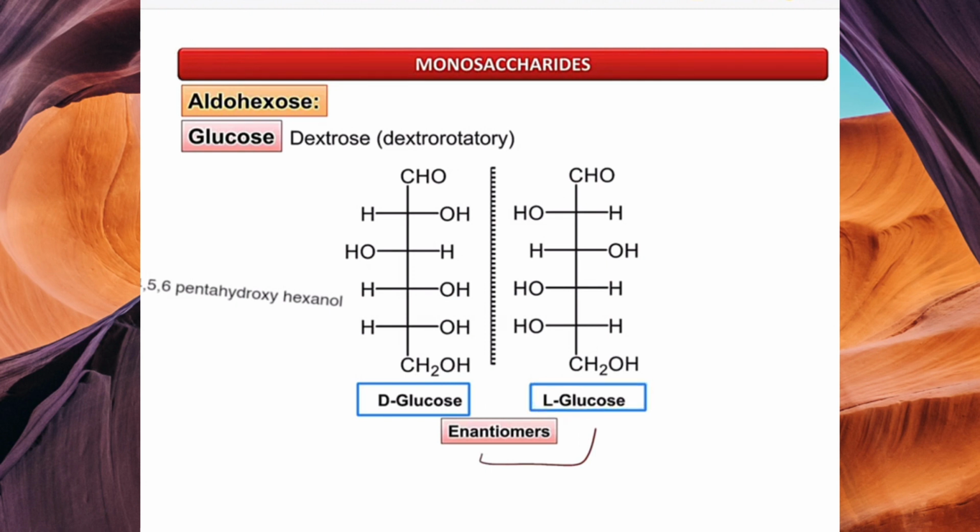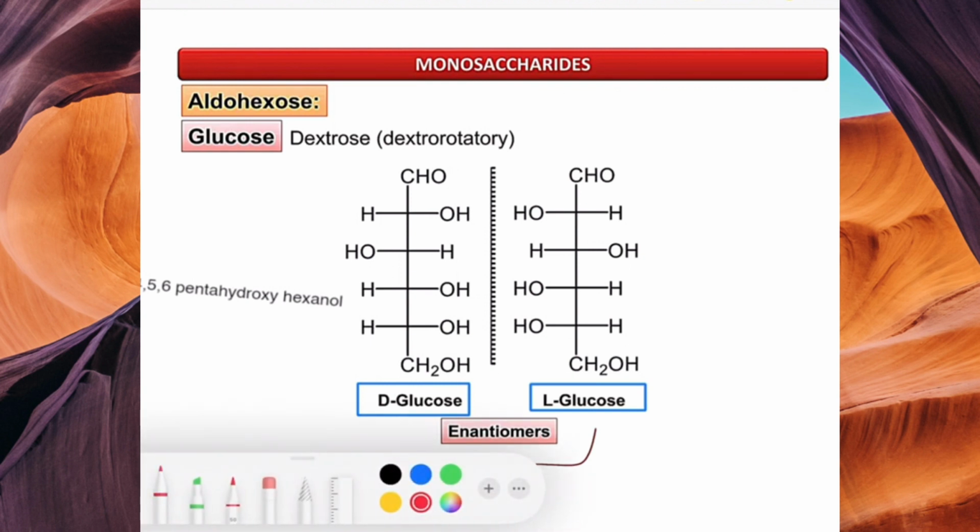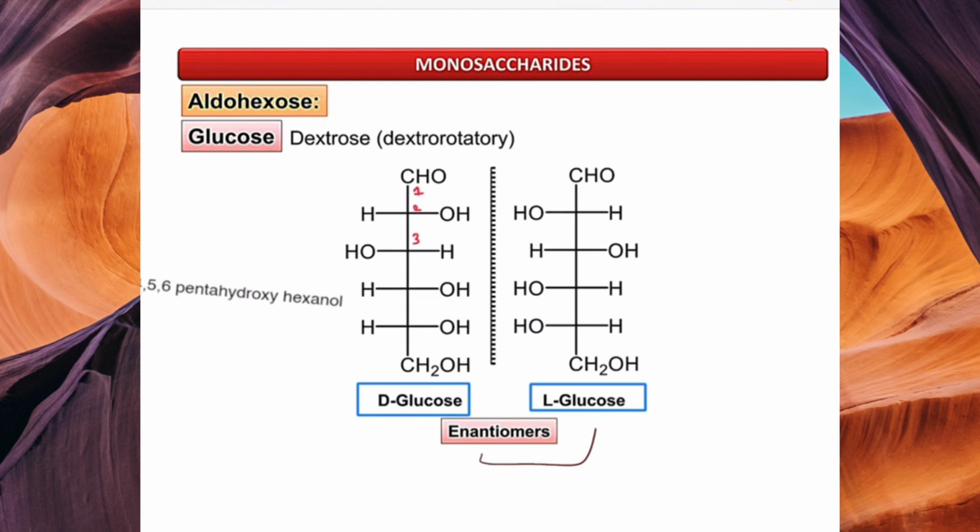How to write the structure of glucose is very, very important. I'm giving one shortcut; if you know it, you can write the structure easily. This will be first carbon, second carbon, third carbon, fourth carbon, fifth carbon, sixth carbon. What is the super trick? You have to remember 3L. At the third carbon we have L, meaning the OH group is on the left hand side. D-glucose and L-glucose have exactly opposite arrangements.